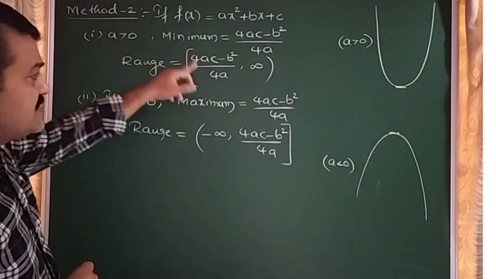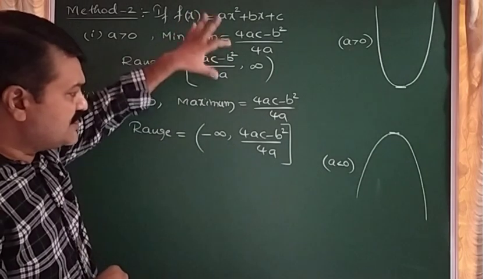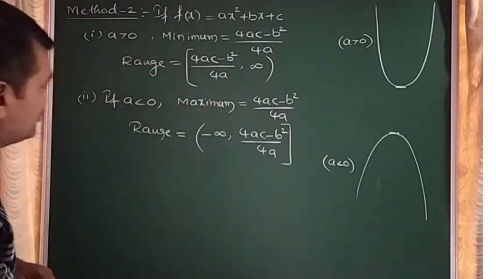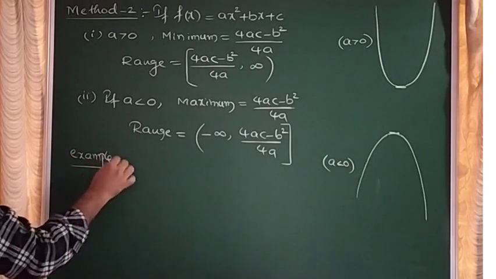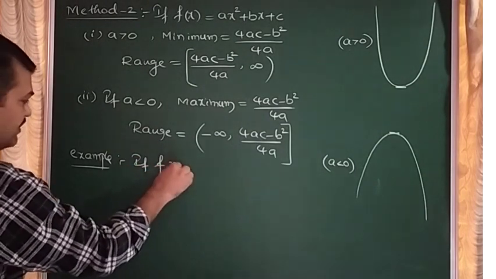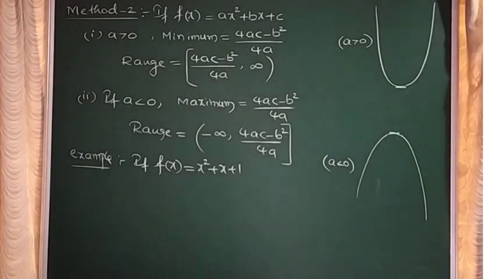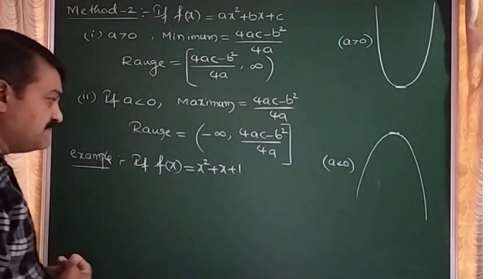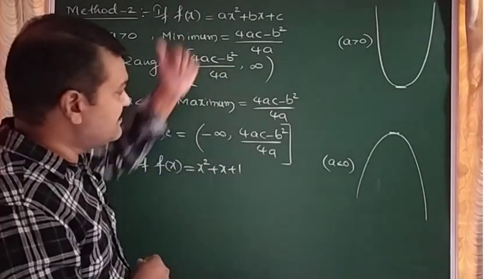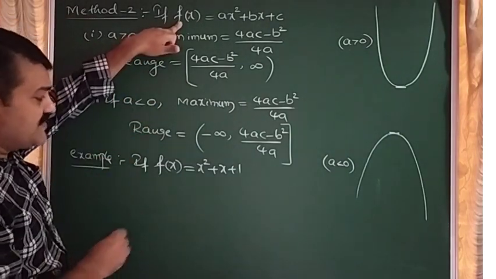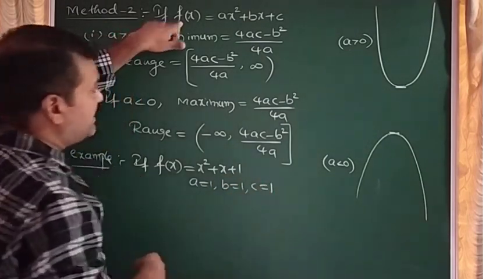So when a is positive, this is the range. When a is negative, this is the range. So whenever a quadratic expression is given, we can just use these formulas to find the range of the function. For example, simple. If f of x is given as x square plus x plus 1, and you want the range of the function, just use this formula. Compare f of x with this one. What is a? 1. b is also 1. c is also 1.